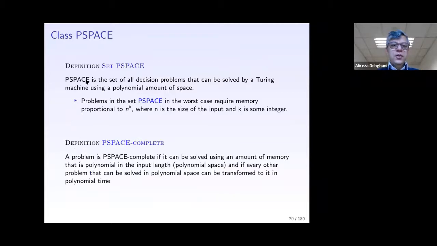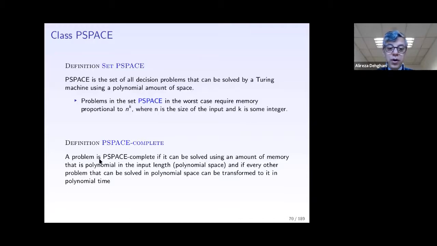So the set PSPACE. PSPACE is the set of all decision problems that can be solved by a Turing machine using a polynomial amount of space. That's exactly the same categorization we had for the time complexity. You remember the P and NP. So PSPACE is the set for which the space complexity is polynomial. Problems in the set PSPACE, in the worst case, require space proportional to n^k, where n is the size of the input problem.